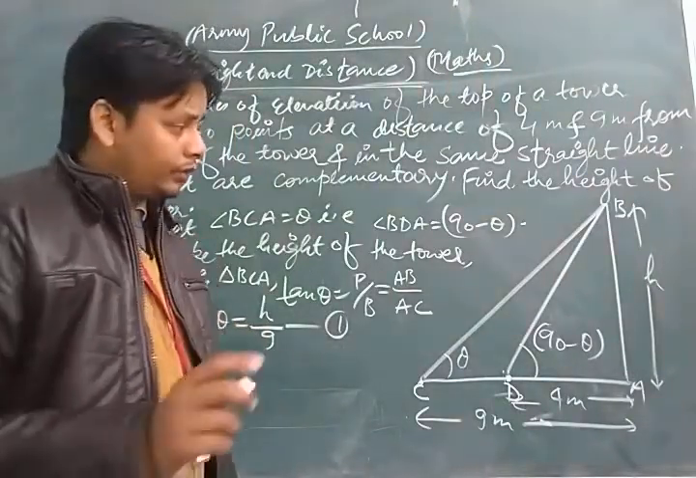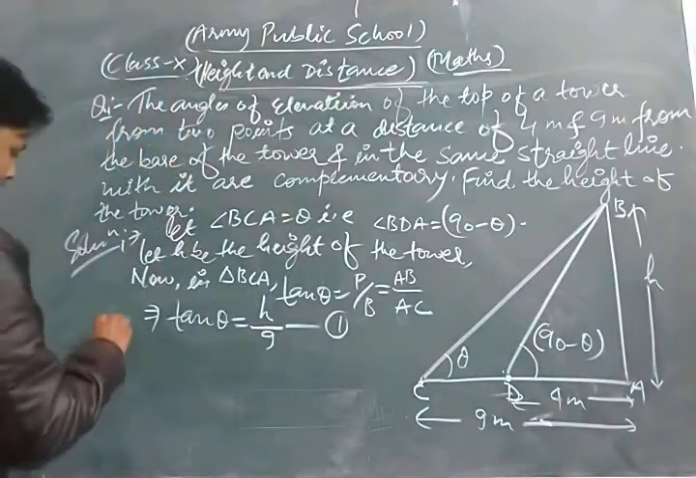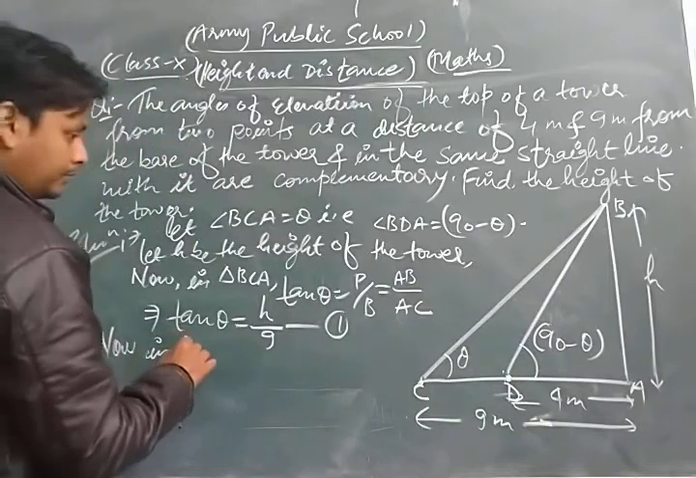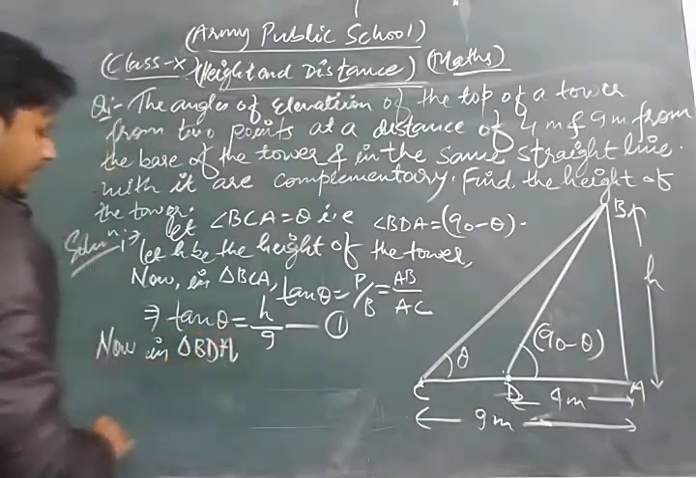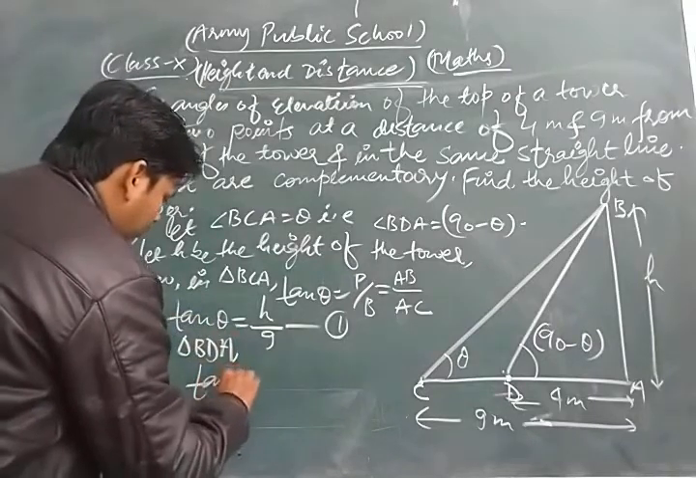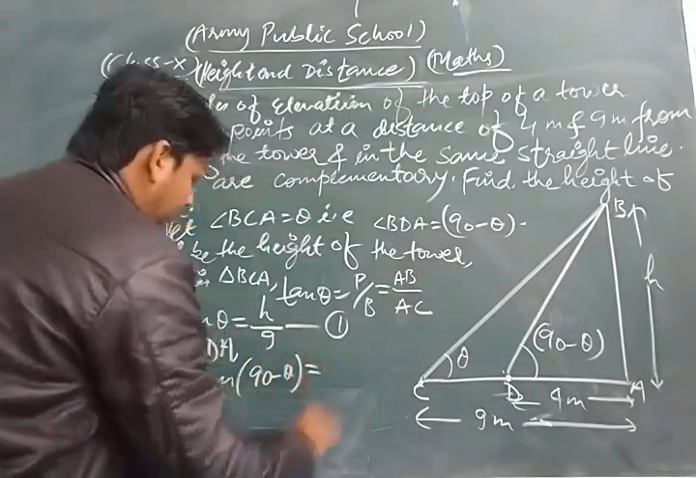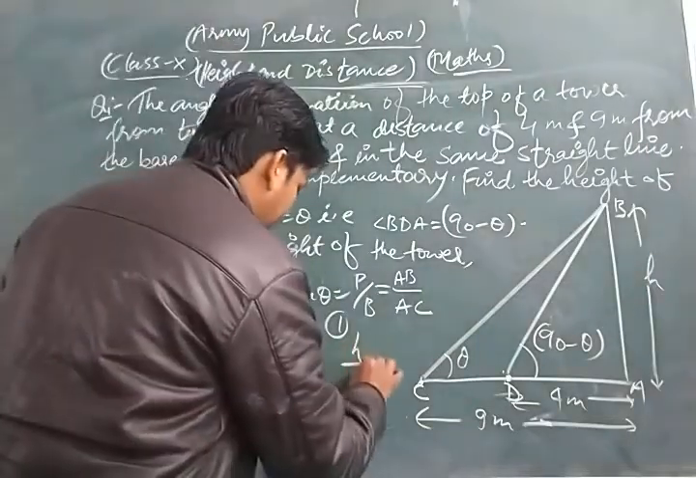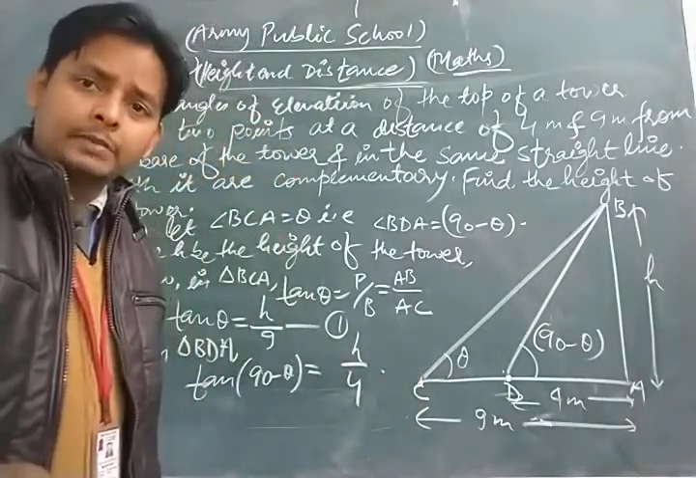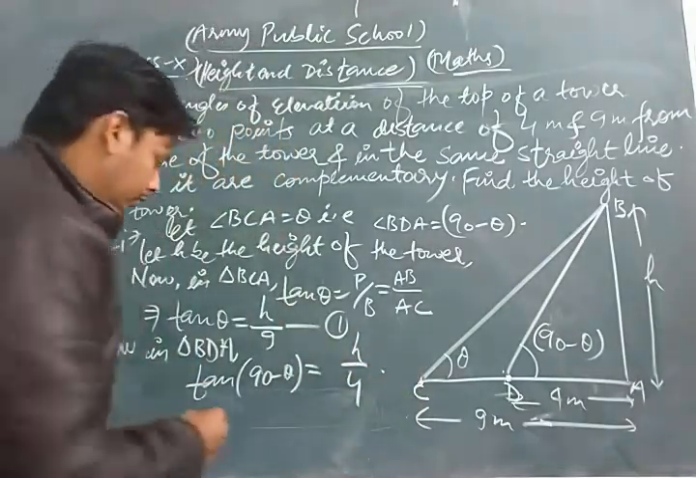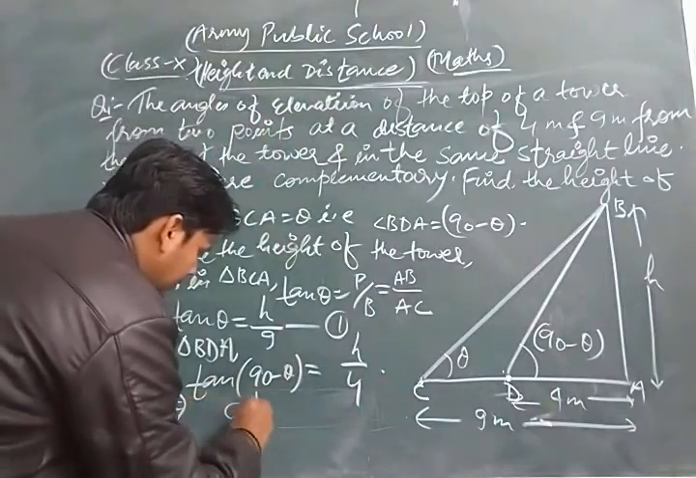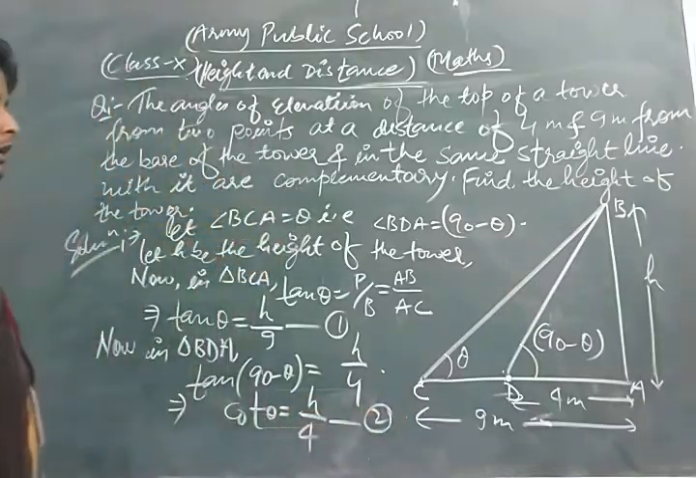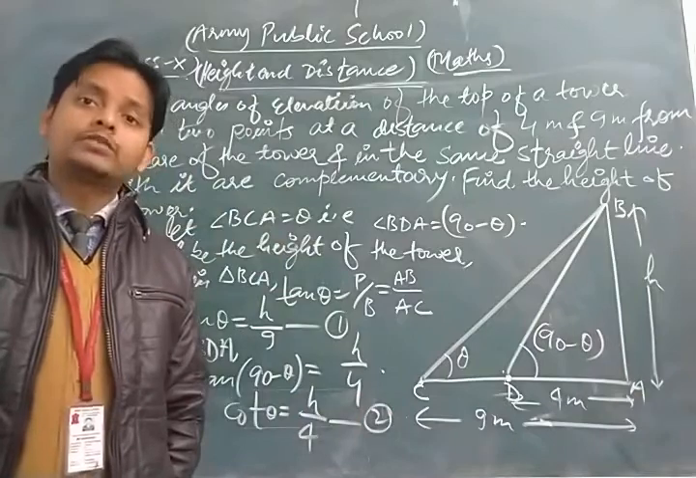Okay, now we take triangle BDA. Now in triangle BDA, again we apply the tangent rule. So tan of 90 minus theta is equal to perpendicular, that is H, and base, that is 4, that is H upon 4. And we know that tan of 90 minus theta is what? Cot theta. So here we can write cot theta is equal to H upon 4. We take this as equation number 2. Now we find the value of H, meaning we find the height of the tower.